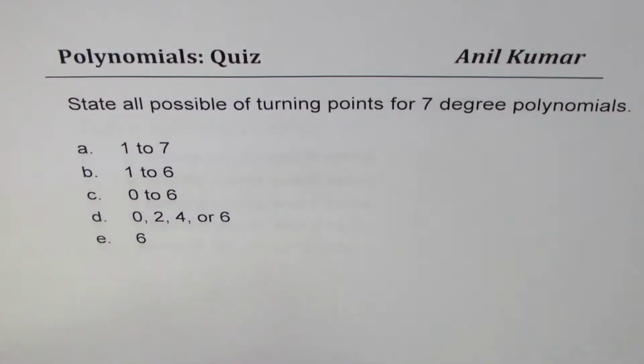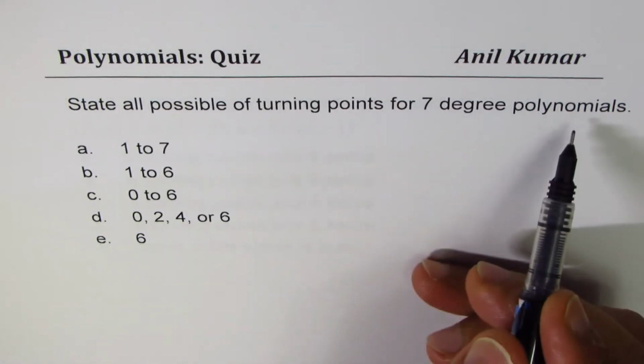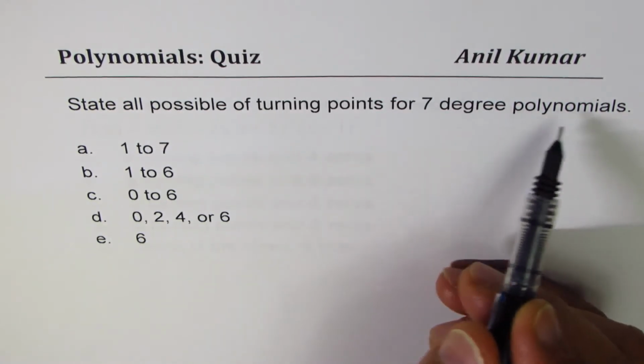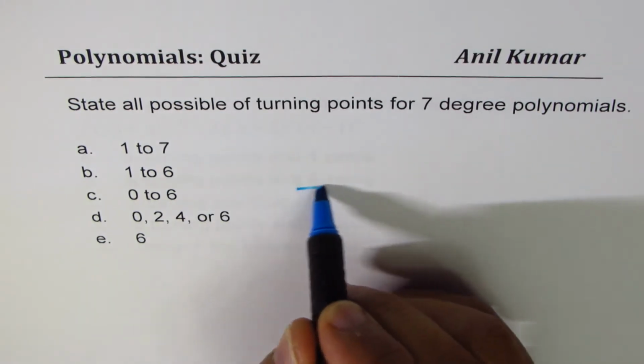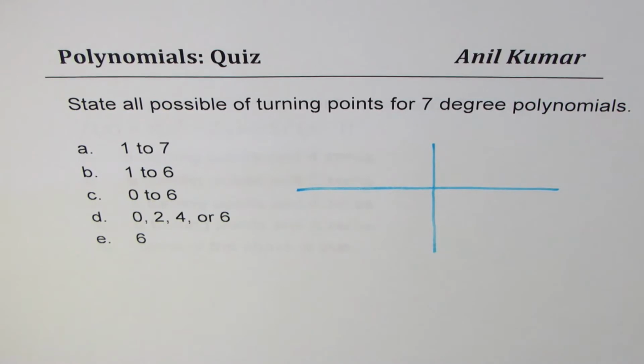Let's move on. The next one here is, state all possible turning points for 7-degree polynomial, right? Turning points for 7-degree polynomial. We are again given few options. Take your time, pause the video, answer the question, and then look into my suggestions. Now, let me discuss a few scenarios before we move on.